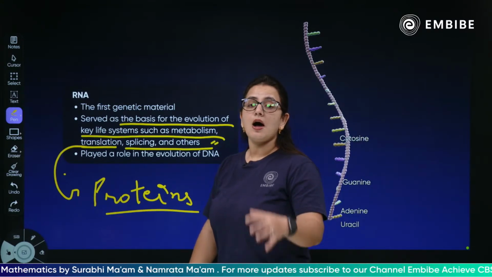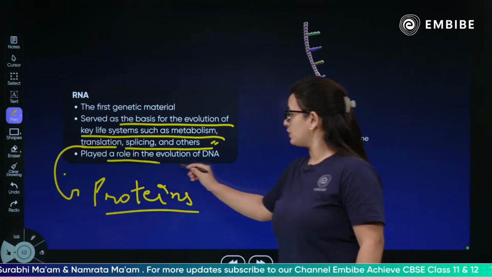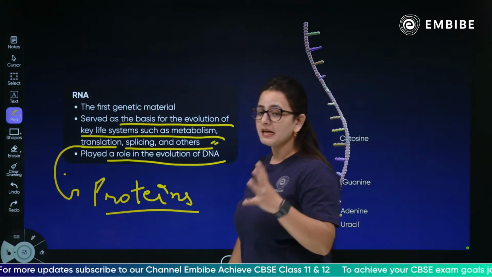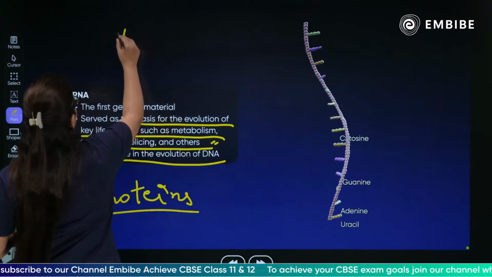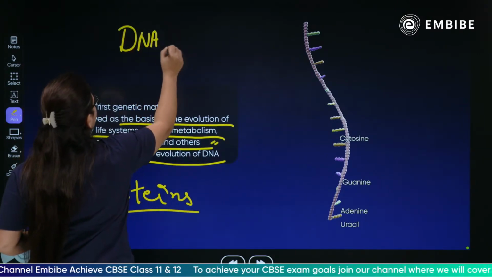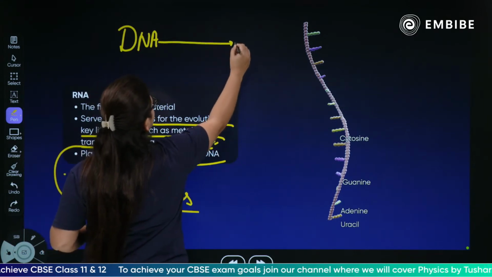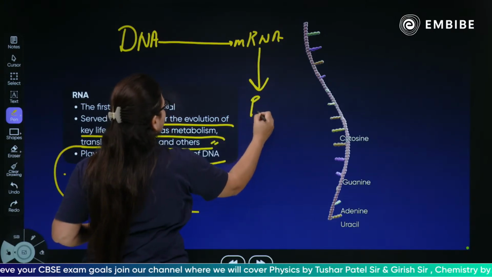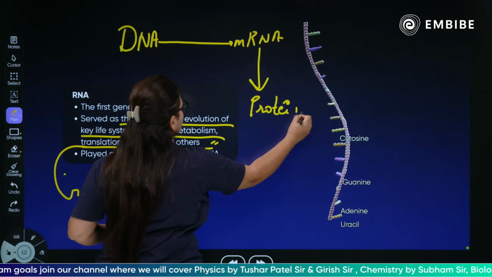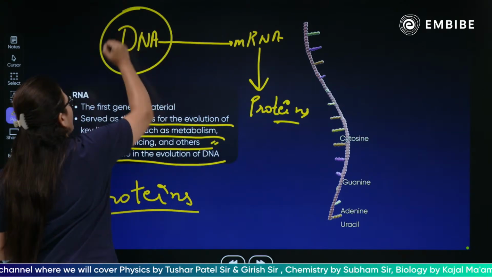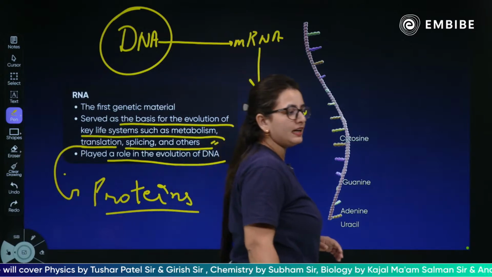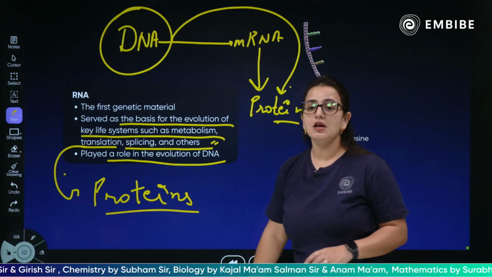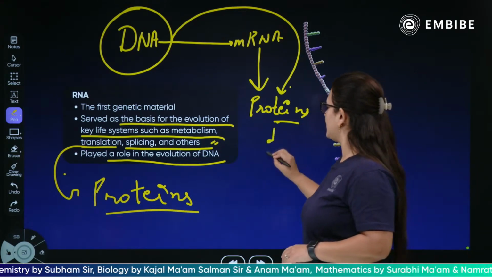It played a major role in the evolution of DNA. Why has it played a major role in the evolution of DNA? If you see the basic process, DNA will create what? mRNA. Yes, and the mRNA will create proteins. So whatever changes happen in the DNA are going to be reflected in your body through this mechanism only, this mechanism of protein synthesis, because you know that proteins are the building blocks.